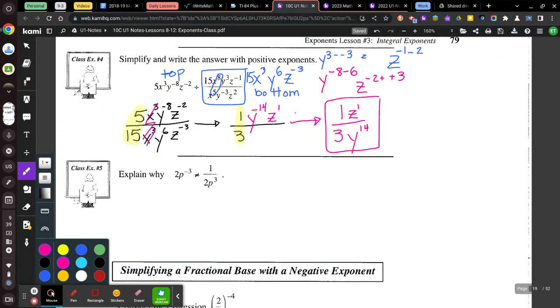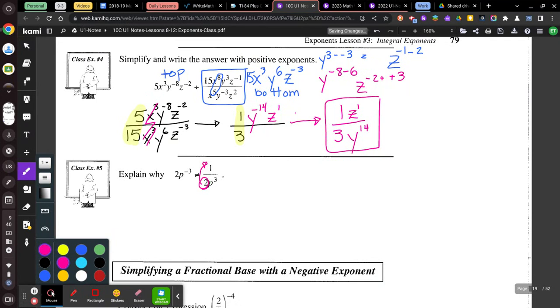All right, we're going to take a look at the next one, and we have to explain why those are not equivalent. What is wrong with what looks like there? Yep, Jace? 2 is the coefficient, so it goes to the top. Exactly. 2 is the coefficient. He should be on top. He's not part of the base, okay?